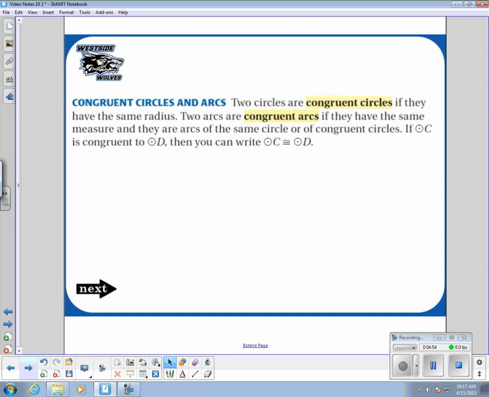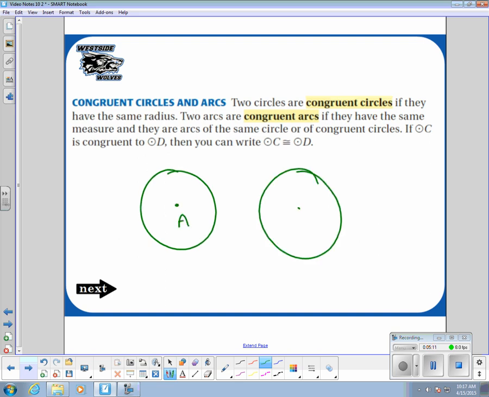All right, next, congruent circles and arcs. So 2 circles are congruent circles if they have the same radius. And two arcs are congruent arcs if they have the same measure and they are arcs of the same circle or congruent circles. So what it says here is if I have this circle here, we'll just call this circle A, and I've got circle B here, and I tell you that they both have congruent radiuses. Number one, wouldn't their areas be the same if the radius is the same?